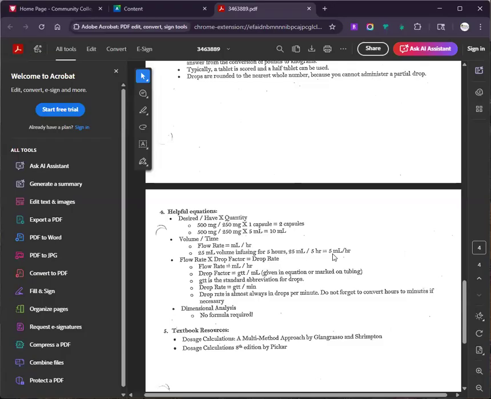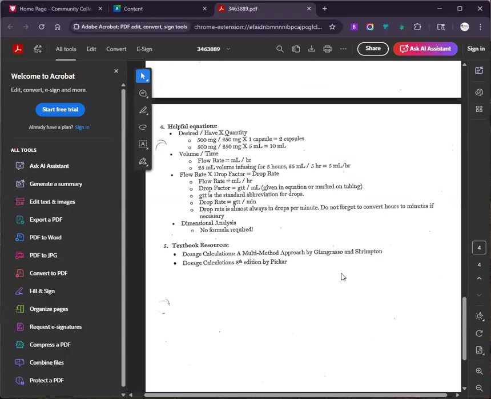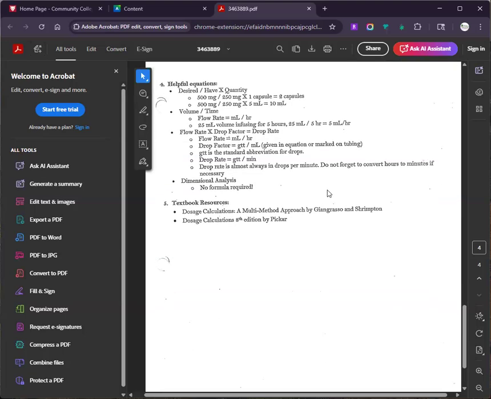All right. And then these are just some additional helpful equations. Like I said, desired over have, or I call it order over available times your quantity. Volume over time is more for next semester. Flow rate, drop rate is more for next semester. And then I'll show you how I utilize dimensional analysis. Some students who have already had that like it. Some people who have been exposed to it and didn't do so great with it don't like it.